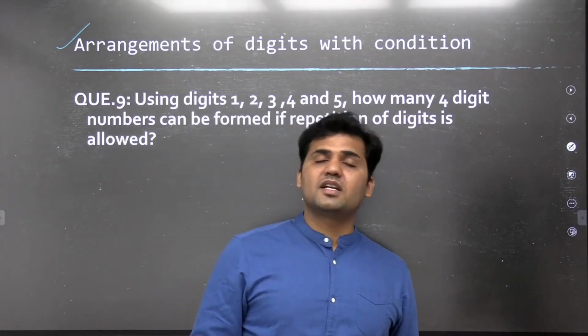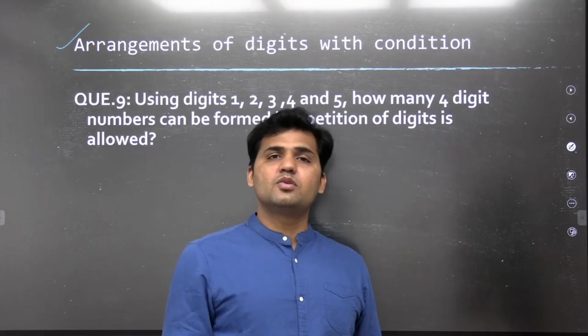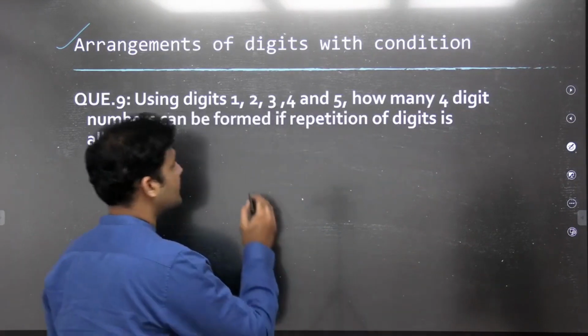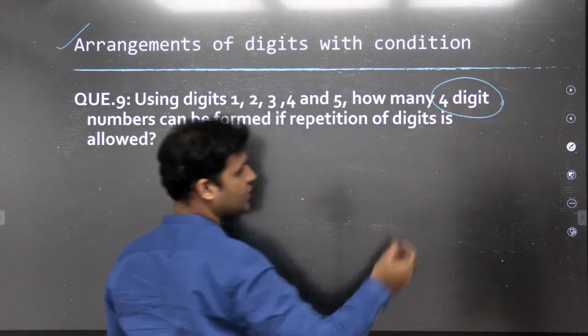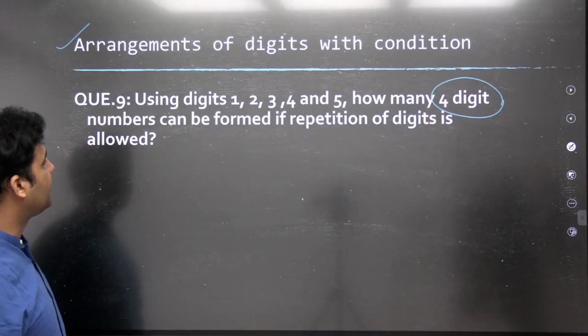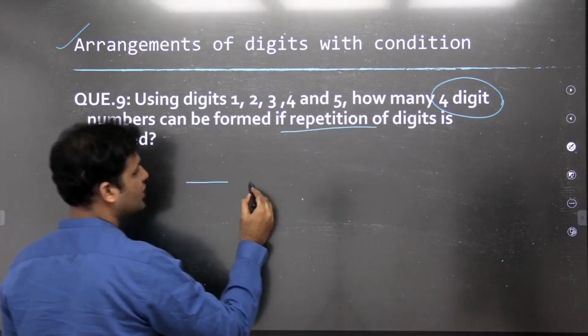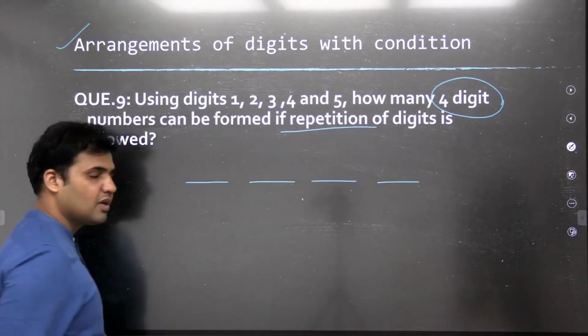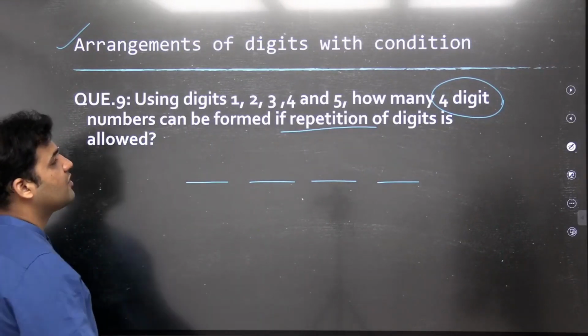You have to first satisfy that condition, follow that condition first, and then simply use the rule of AND. The condition given here is that I have to make a 4-digit number, and secondly, the repetition of the digit is also allowed. So a 4-digit number means I have to place only 4 digits. First place can be filled in how many ways, guys?